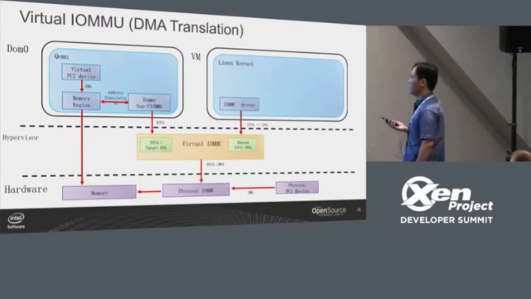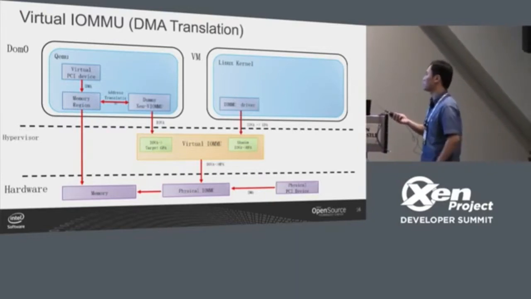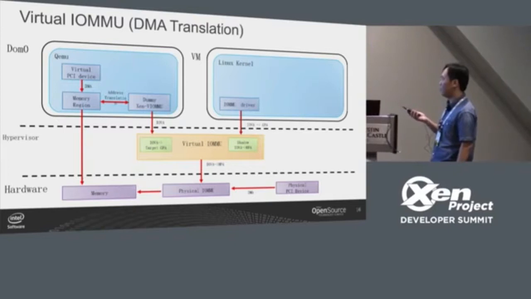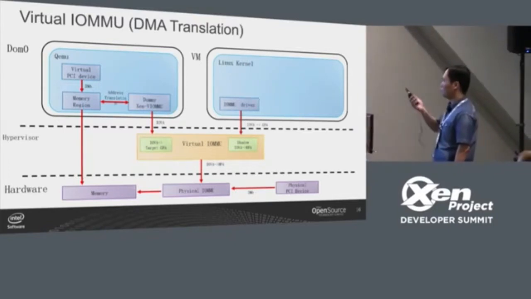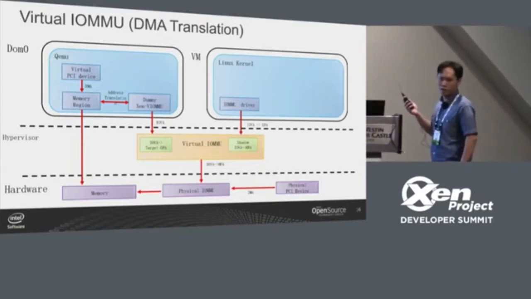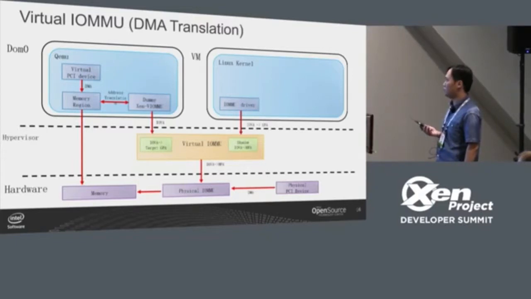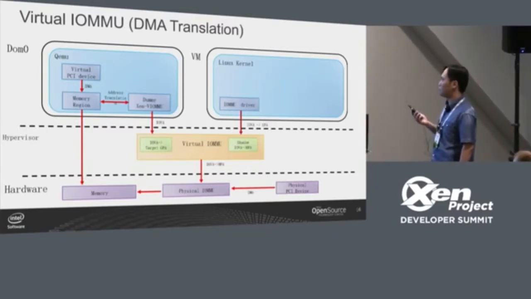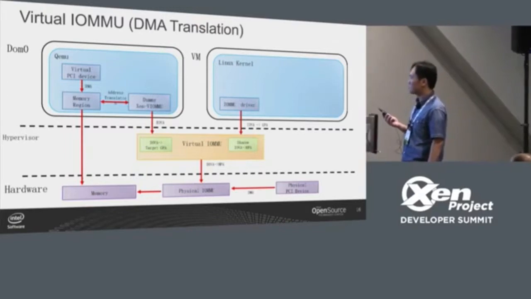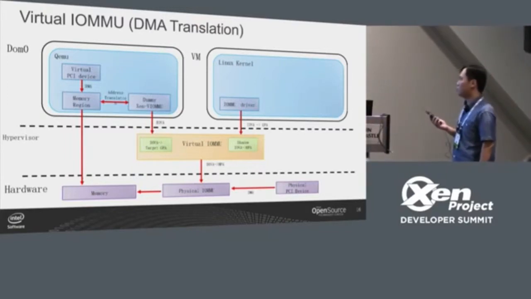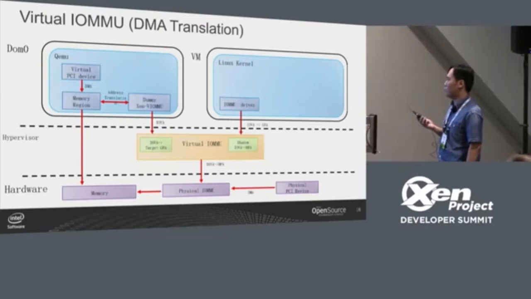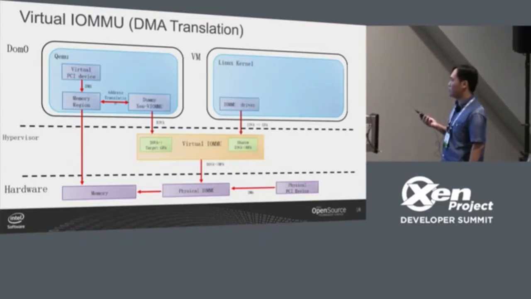For the physical PCI device, the translation is done by the physical IOMMU, which translates the IOVA to the HPA, while the guest just provides the mapping table from the IOVA to GPA. So we need to create a shadow page table in the virtual IOMMU device model, translate the GPA to the HPA, and update the shadow page table to point to the physical IOMMU. That finishes the DMA translation.